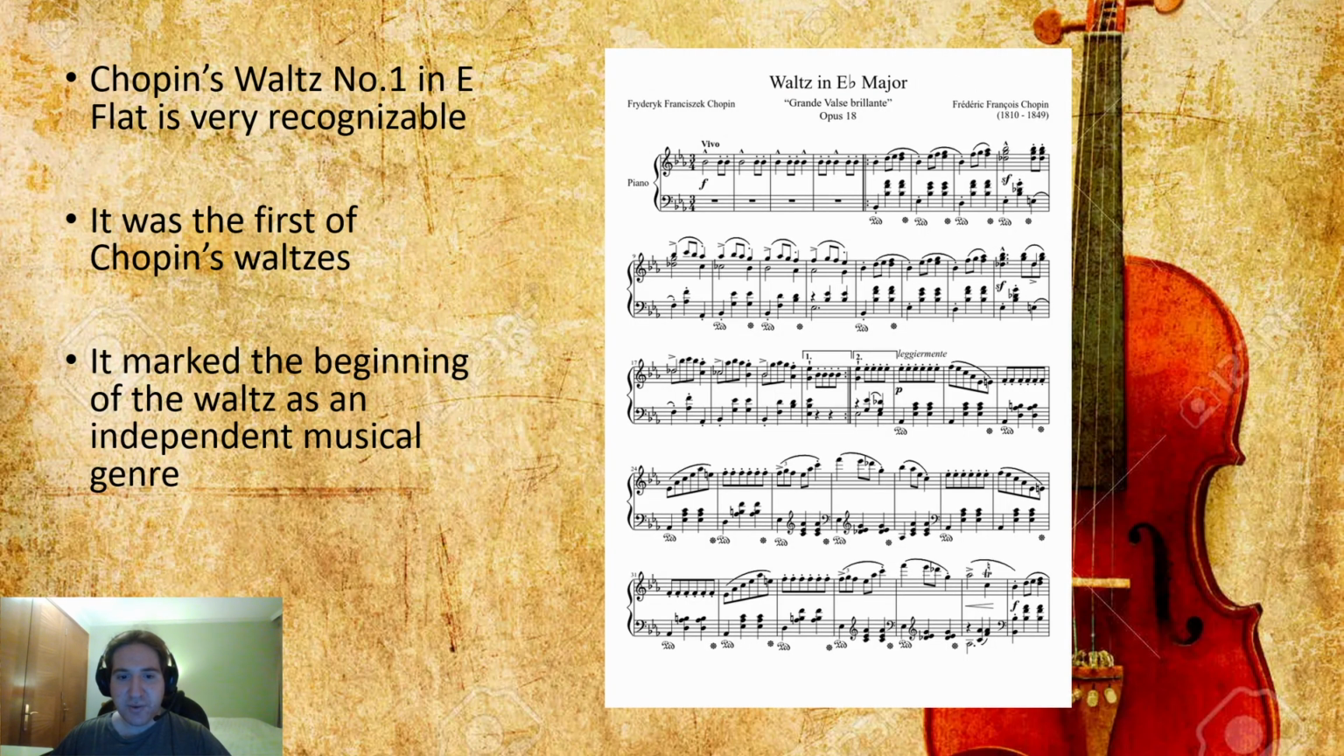Although its name may not be quite as recognizable, Chopin's Waltz No. 1 in E flat is so well known that most people will recognize it upon hearing it. This was the first waltz composed by Chopin in the early 1830s. With its fast tempo and high energy, the virtuosity of this piece shows that it was clearly meant for pianists to demonstrate their skill rather than for people to dance to it.